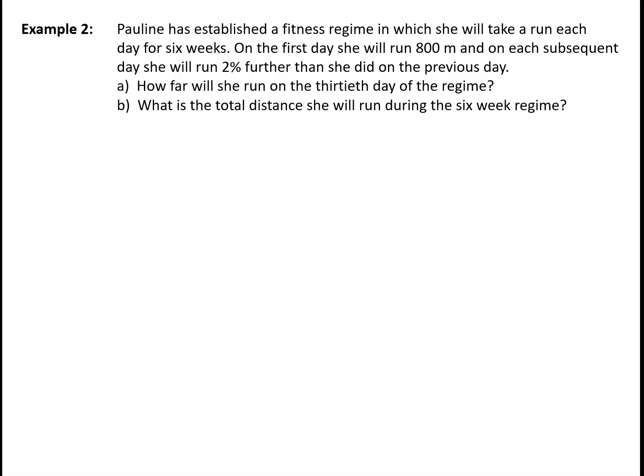For our second example, we've got Pauline has established a fitness regime in which she will take a run each day for 6 weeks. On the first day she will run 800 meters, and on each subsequent day she will run 2% further than she did on the previous day. How far will she run on the 30th day of the regime, and what's the total distance that she will run during the 6-week regime?